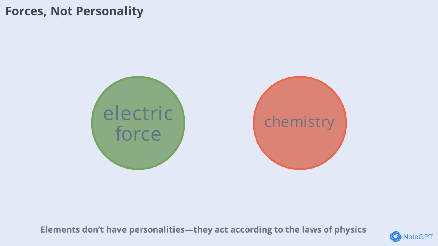Elements don't have personalities, they act according to the laws of physics. Chemistry is ruled by the electric force, which is millions of times stronger than gravity. This force drives the transfer and sharing of electrons, shaping the behavior of every element on the table.